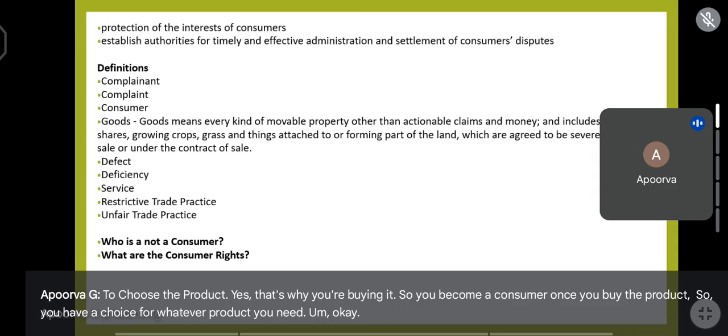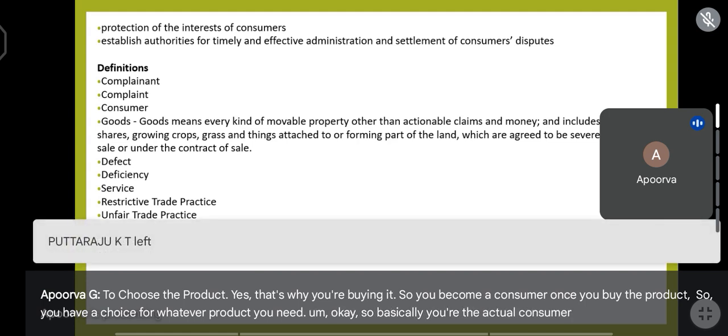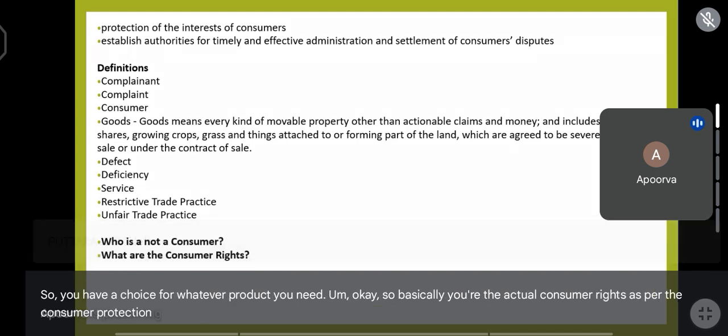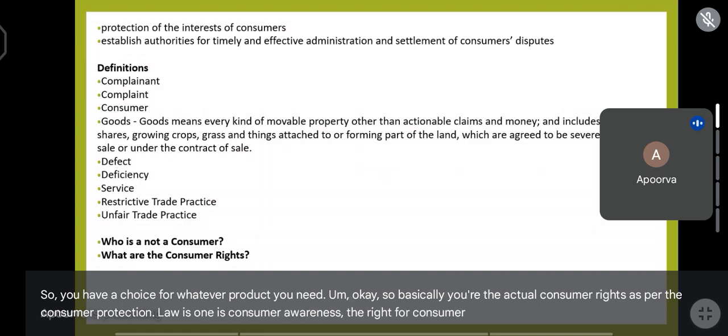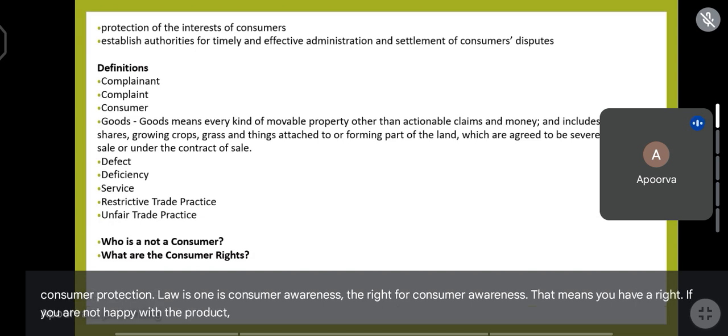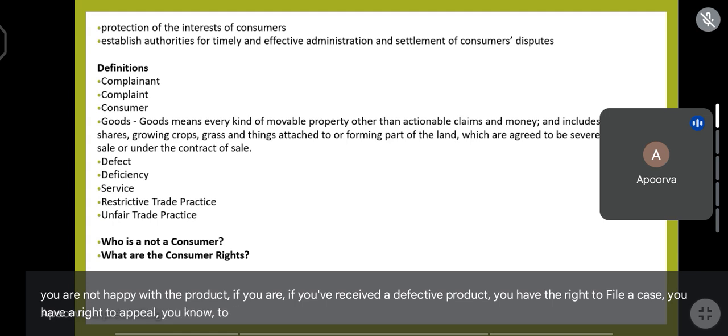So basically, the actual consumer rights as per the consumer protection law is consumer awareness, the right for consumer awareness. That means if you are not happy with the product, if you've received a defective product, you have the right to file a case. You have a right to appeal to the higher authorities, and ask for a replacement or compensation, all of that.